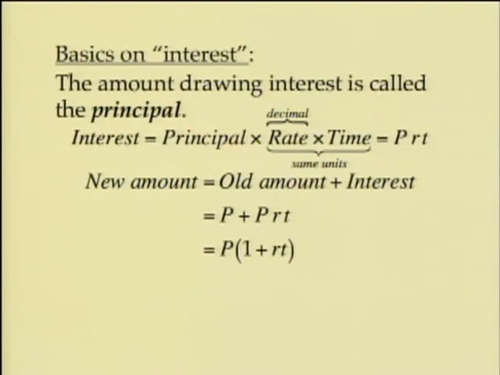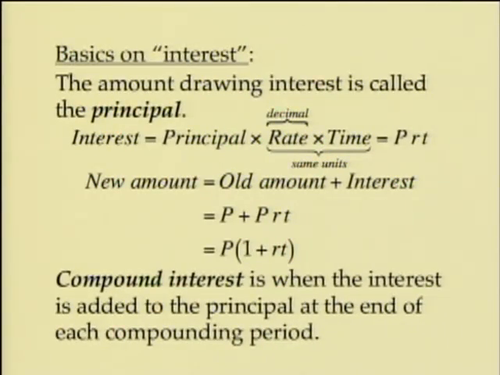To get your new amount, you take your old amount and you add the interest. So I actually can write that kind of as a little expression. P, your principal, plus PRT. Well, I can factor. This is a little algebra trick. I can pull a P out of each of these, and it leaves me with P times (1 plus RT). The reason I show you that is I'm going to use this formula in just a few minutes here.